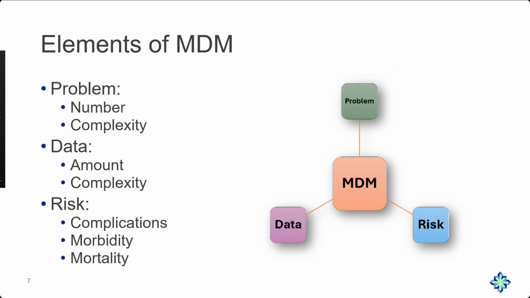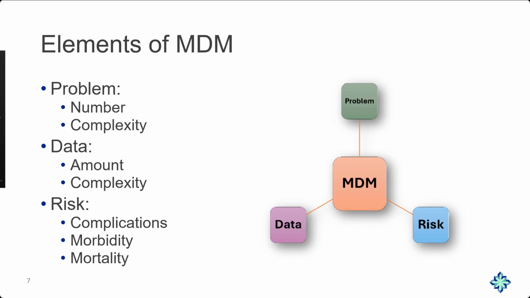So next, like I've already mentioned, there are elements of MDM. They are problem, which is our focus for today. And for problem, it is about the number of problems addressed and the complexity of those. We'll break that down a little bit further in a few minutes. You're also looking at data for MDM, and that is going to be the amount and the complexity of the data that was reviewed. It's not automatic based on diagnosis. It depends on the condition, depends on the patient. So what tests were ordered, what results were reviewed, that type of thing.